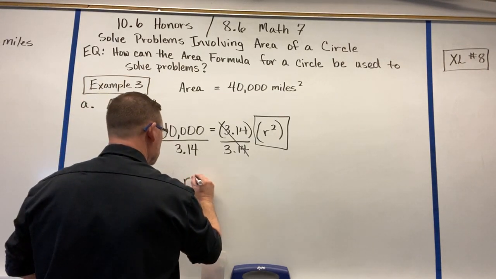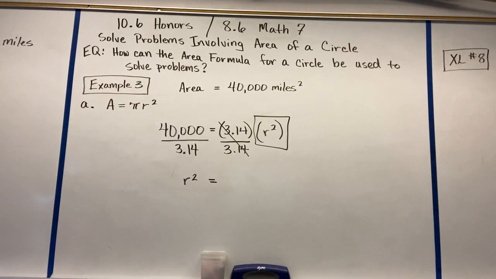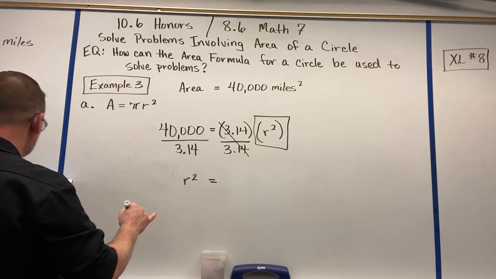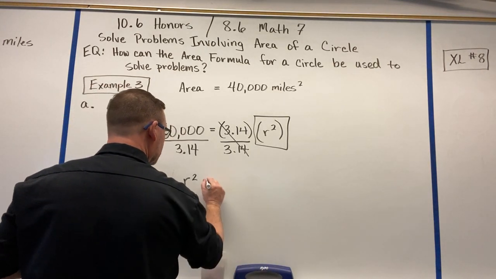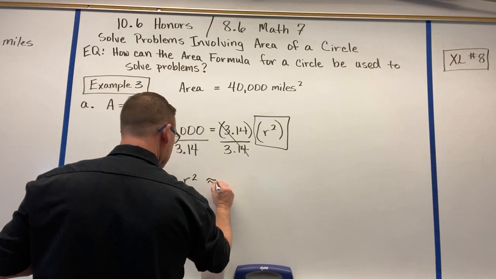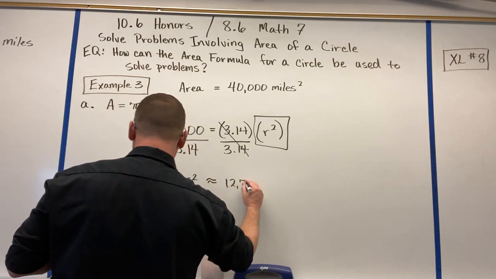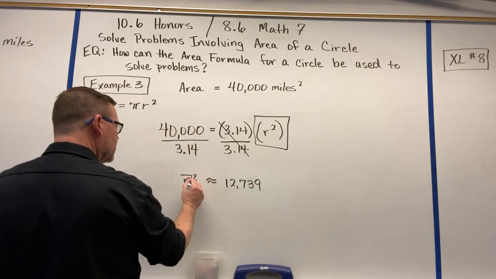So this becomes r squared equals, remember I said I have it worked out, 12,000, and this is an approximation, okay guys? So I really should put approximately, since we're looking at whole numbers, approximately 12,739. Now at this point I need to isolate r.